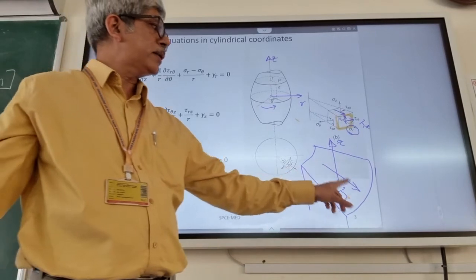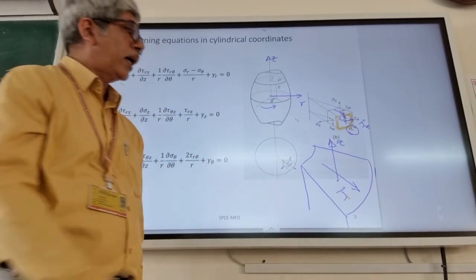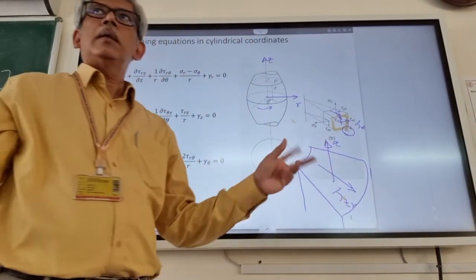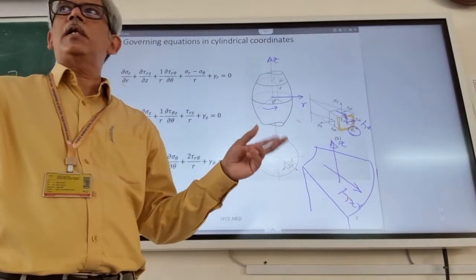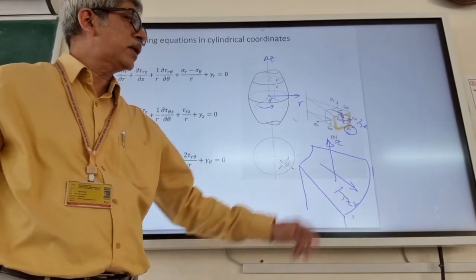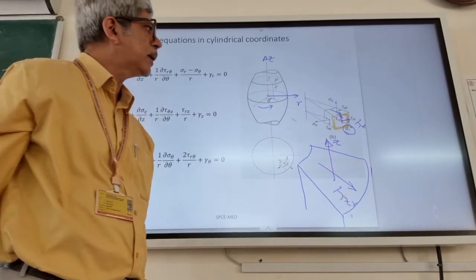So what would this stress component be termed as? ZR or RZ. The symmetry of cross shears applies to this system as well. So this is tau ZR, and similarly the other components can be termed.